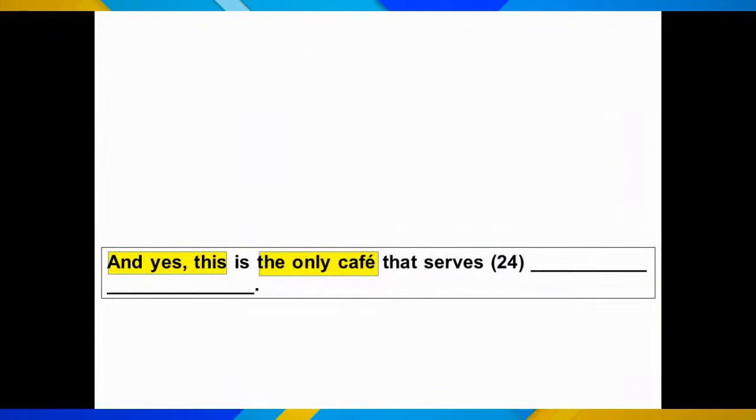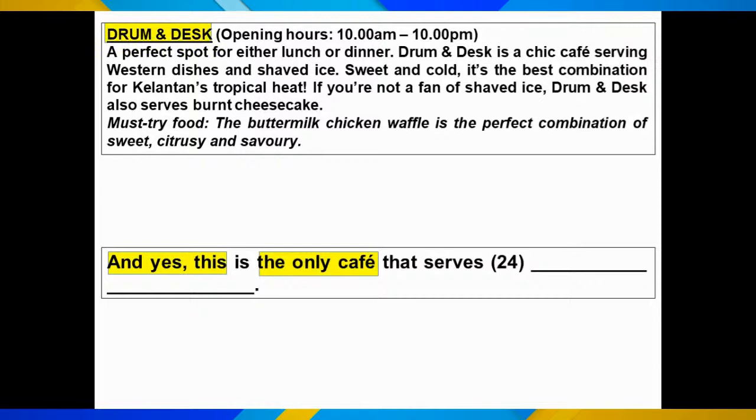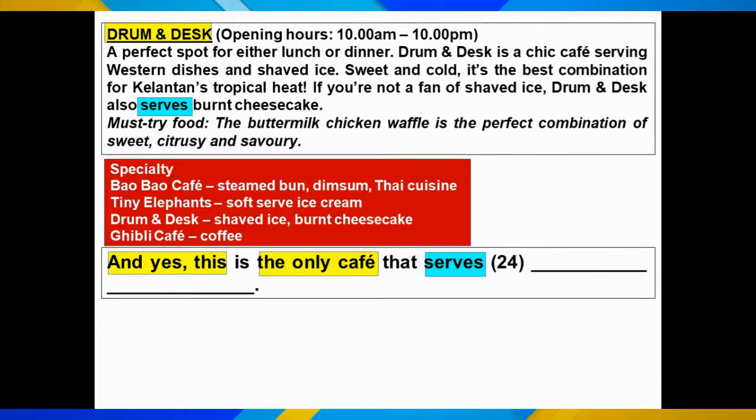So the keyword here is serves. Can you see the word serves there? Good. We have serves here. For your information, if you recall, these are the specialties of each cafe. If you refer to drum and desk, they have specialties. One is shaved ice, another one is burnt cheesecake.